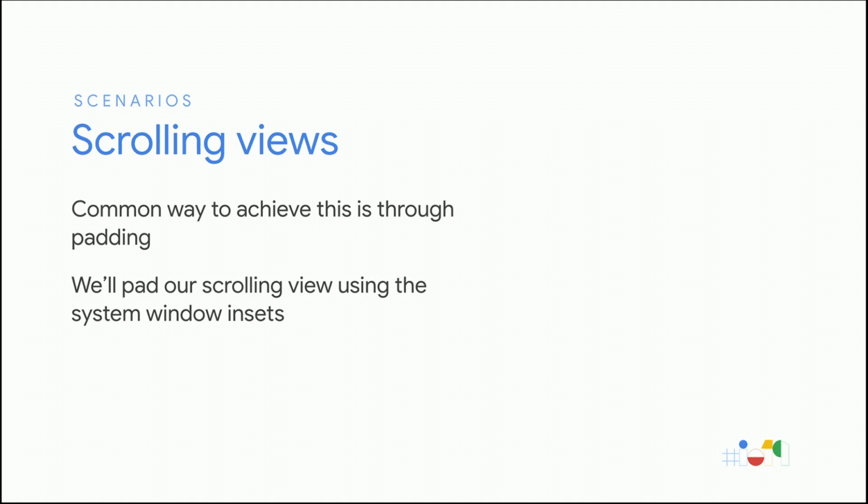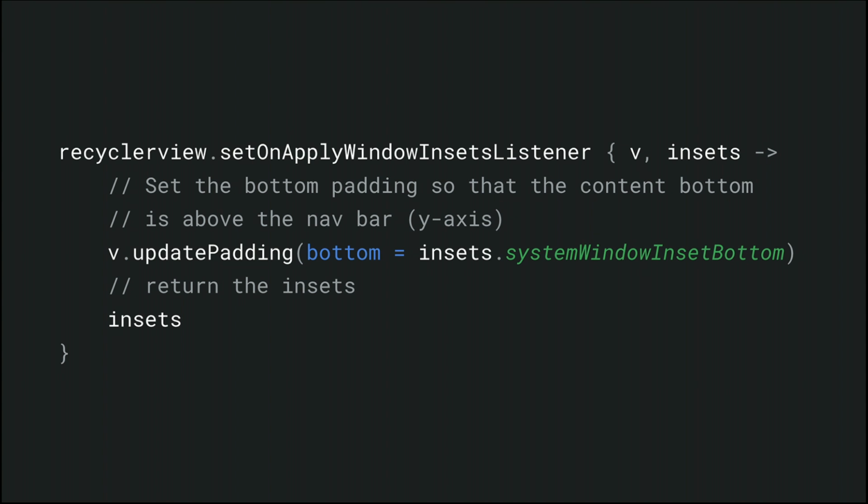So a common way to achieve this would be through padding, and we'll pad our scroll view using the system window insets that we spoke about earlier. Here's a quick code example. We'll set an onApplyWindowInsets listener, and then we'll wait for some insets, and then we'll just set the padding on the scroll view, in this instance the RecyclerView, using the system window inset padding.